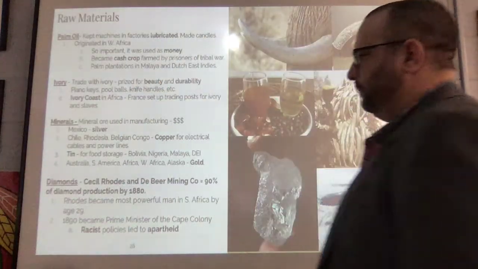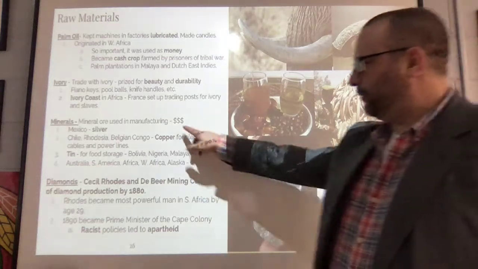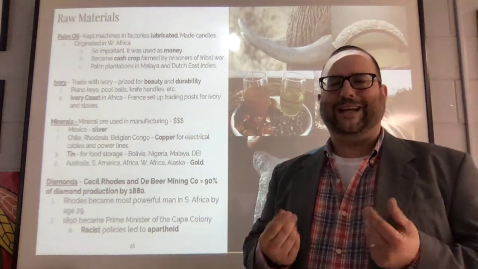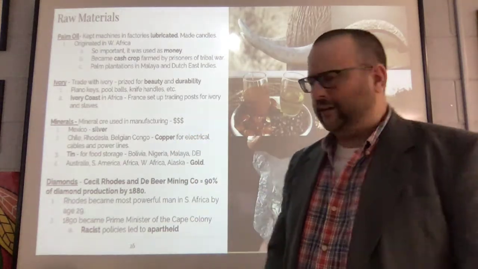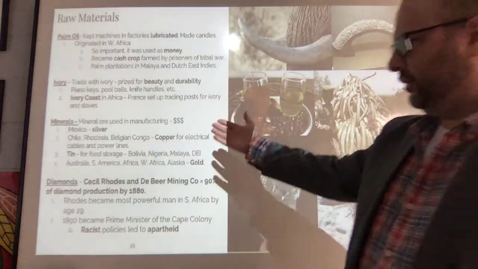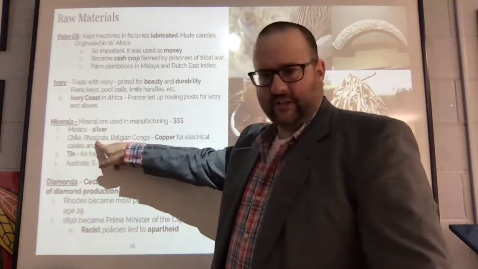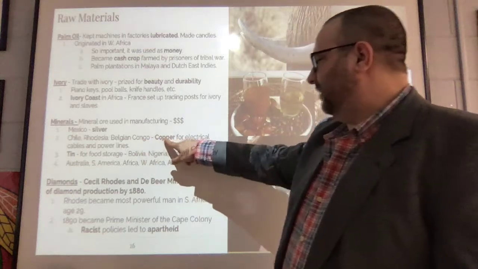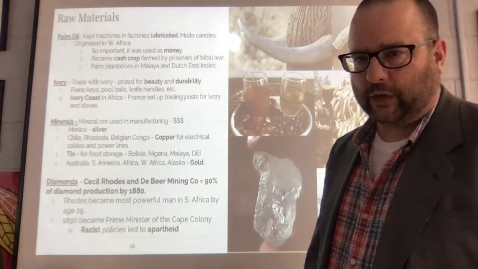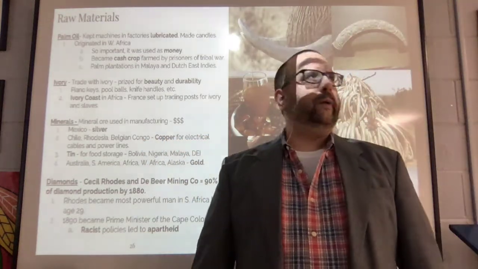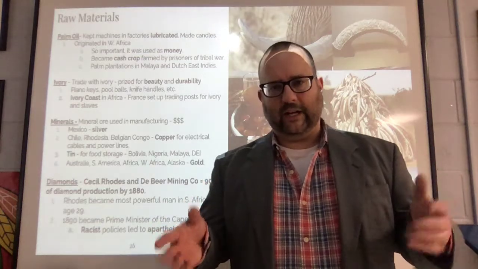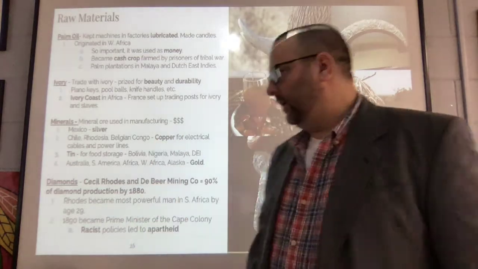Minerals. Mineral ore is used in manufacturing, and I put $3 signs right there because that means big money. In Mexico, silver. In Chile, Rhodesia, this is in Africa, the Belgian Congo, copper for electrical cables and power lines. The electrical power that's powering your light in your room right now is running through a copper wire.